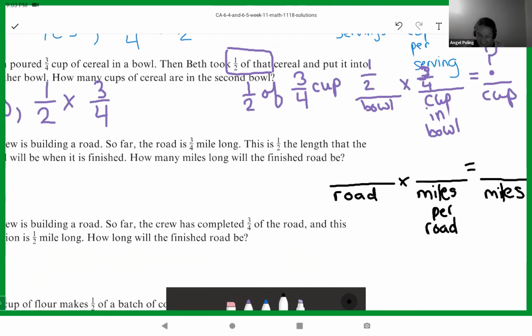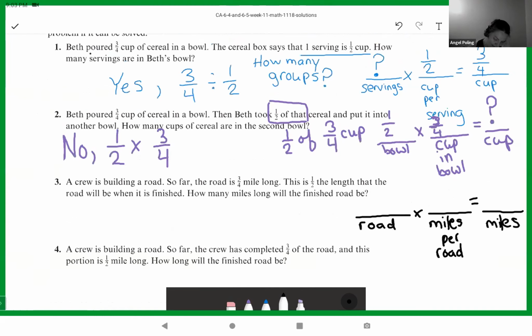It's a little frustrating because I keep touching the side. Sorry. Okay, now we were told a quantity of road that's been completed. That's 1/2 of the road. And we've been told the amount of miles that is.